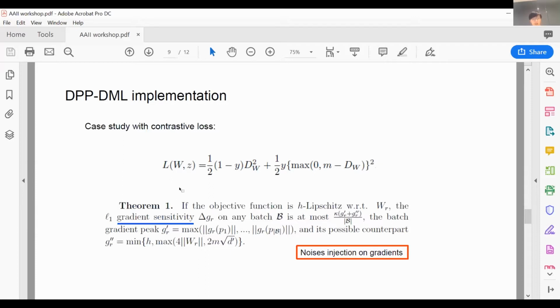So the key idea to make distance metric learning into a differentially private version is to inject noise, according to the sensitivity, on the gradients. So there is a recipe for how to make your algorithm differentially private. The basic idea is to compute the gradient sensitivity. If we use the Laplacian mechanism, L1 sensitivity needs to be calculated. We refer the audience interested in this part to our paper for the details.